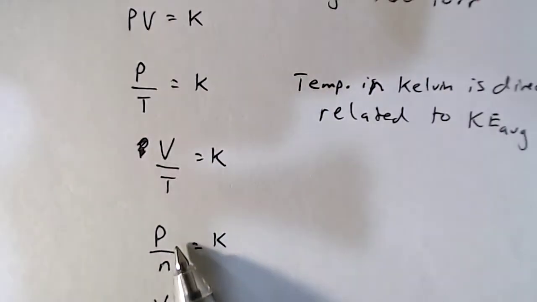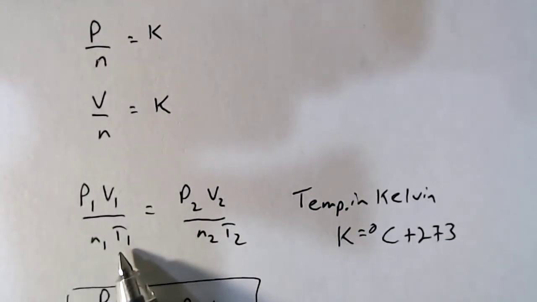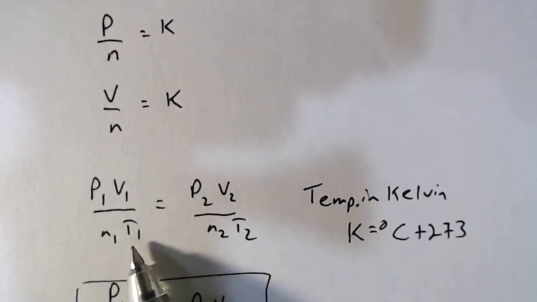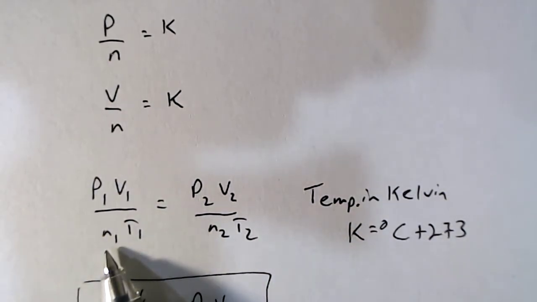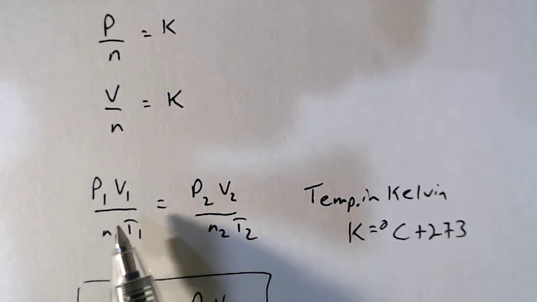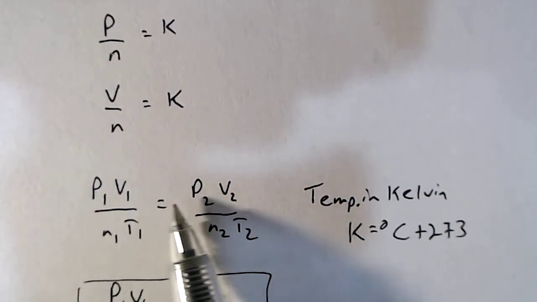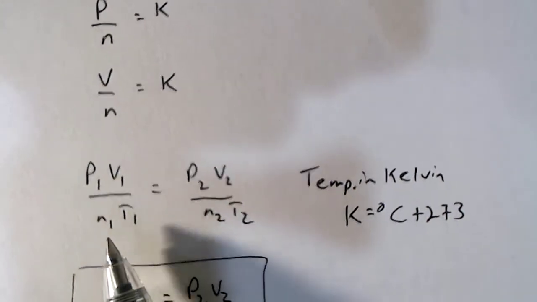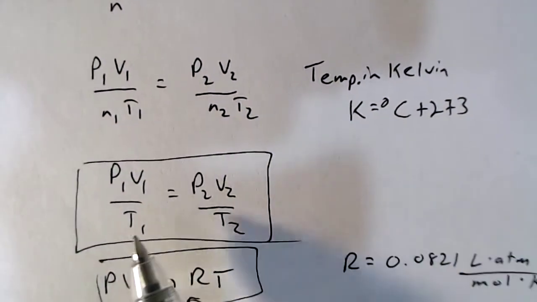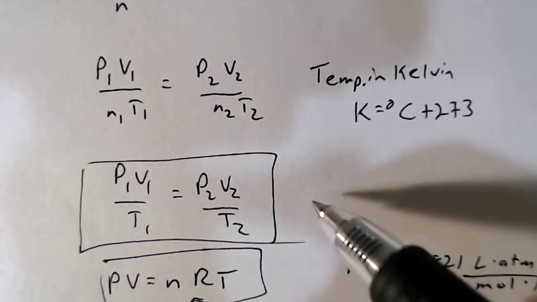So we can combine all of those equations together into this combined gas law. This combined gas law includes moles at the beginning and at the end, or the pressure that's initial and the pressure that's final, etc. But we're not going to use this equation too often. Instead, we use this combined gas law.